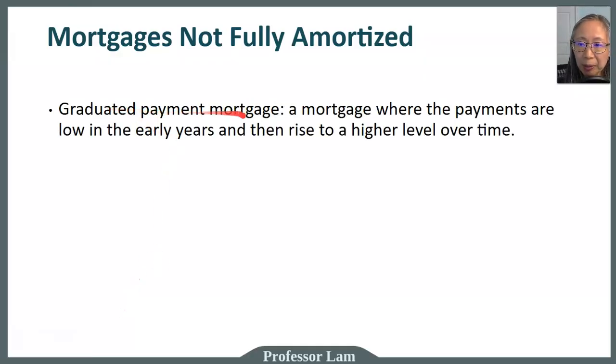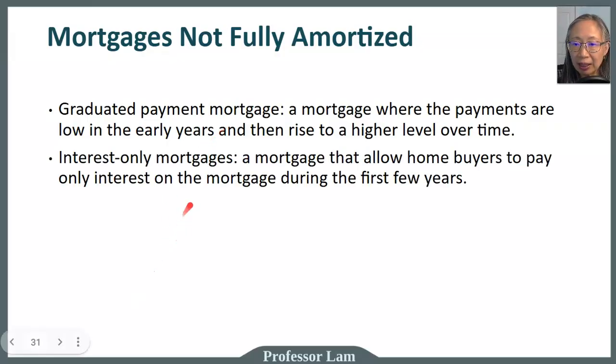These include the graduated payment mortgage, where the payments are very low in the early years, so low that they may actually be below the interest expense or the interest portion. Because of that, the balance of these mortgages can actually increase even though you are making payments, and we call that negative amortization. Another type of mortgage is the interest-only mortgage, which means that you are paying only the interest on the mortgage during the first few years.